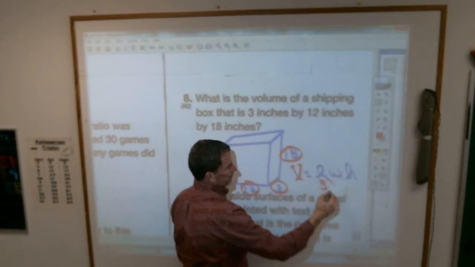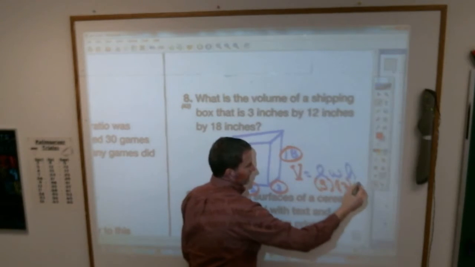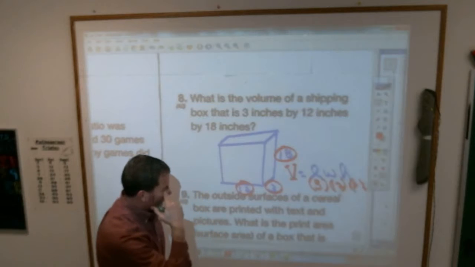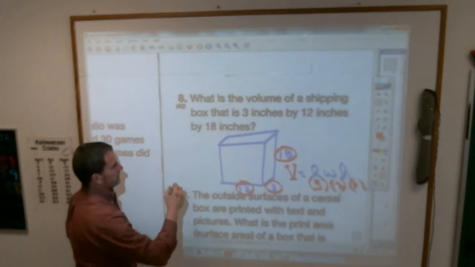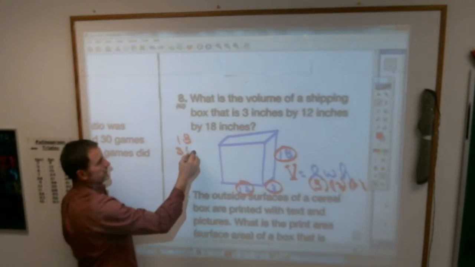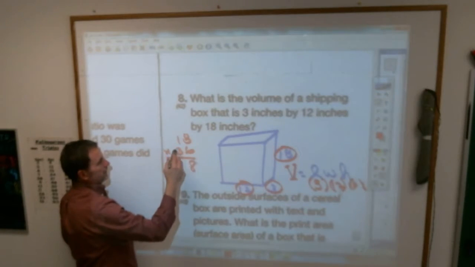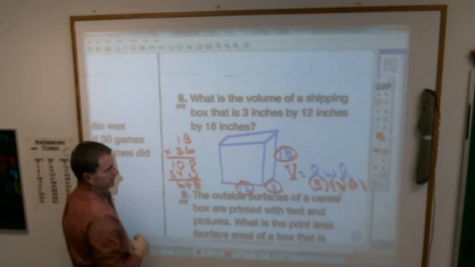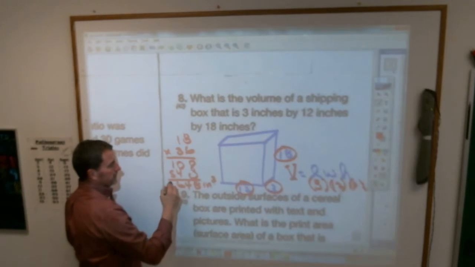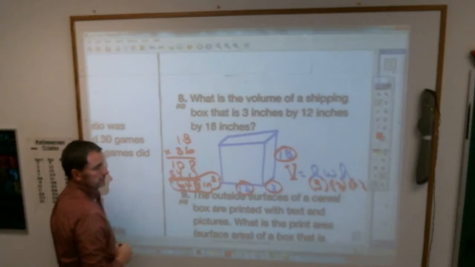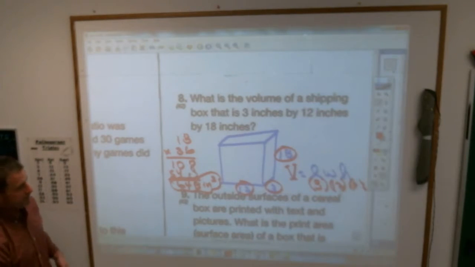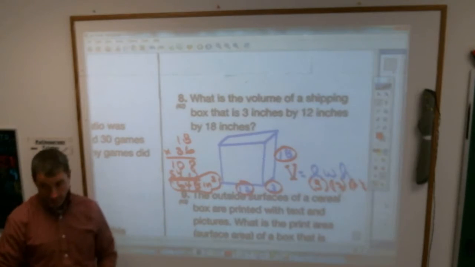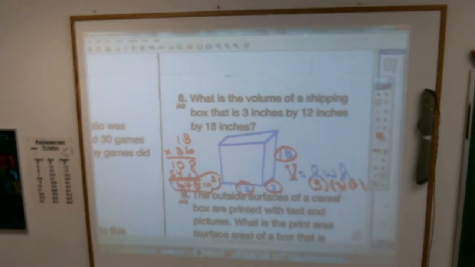It doesn't matter what order, 3 times 12 times 18. Does anybody have a preference? What would you multiply together first? I don't know. Maybe I'd go 3 times 12 is 36, and 18 times 36, 48, 4 is 1, 0, 3 times 18 is 54. I'm hoping that the answer was 648, and it's inches cubed because it is volume. 9 was surface area. This is volume. It'll probably be the same for tomorrow's test. Again, you may want to jot yourself some notes.